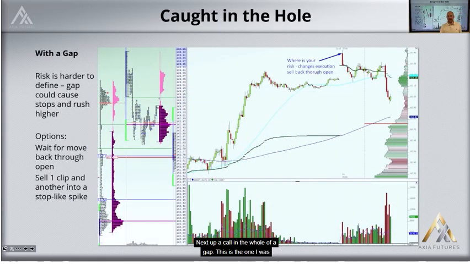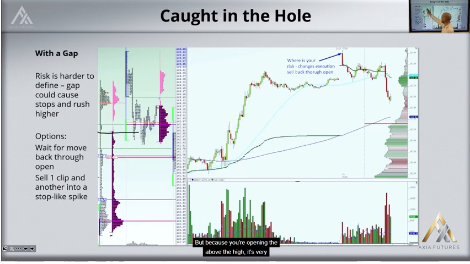Next up, a caught in the hole with a gap. This is the one that I was saying is tricky to define your risk, because if you gap up, you have the counter argument that the gap is an indication of continuation. Equally, the gap could create liquidation. Stops would go off. So here we have a situation where, if you look particularly at the VPOC, it's right the way down here, this is where the majority of value is, and then you get this late move. So we're a long way from value. There's your target, top of value.